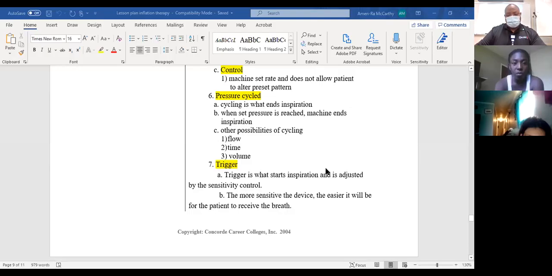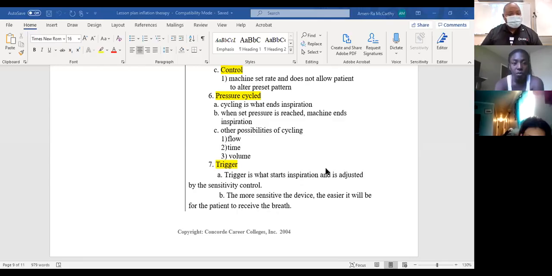Now, as we talked about, the cycle and trigger. Trigger means to get the breath. Cycle means the breath will stop, okay? So pressure cycle, all right? Cycle means whatever ends it, okay? Most machines are pressure cycled, all right? When the pressure is met, it will stop, right? If it's flow cycled, then when the flow is reached, the machine will stop, okay? If it's time cycled, when the time that you set is reached, the machine will stop, okay?